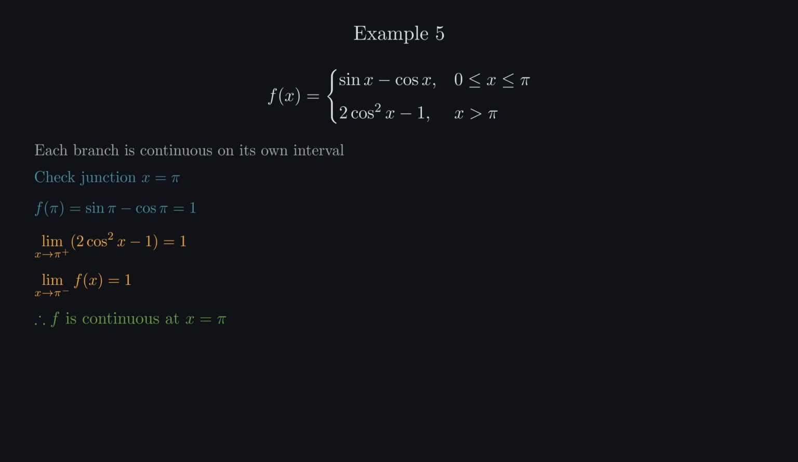From the left branch, f of pi is 1. From the right branch, the limit is also 1. Since the left-hand limit, the right-hand limit, and the function value are all equal, the function is continuous at pi.